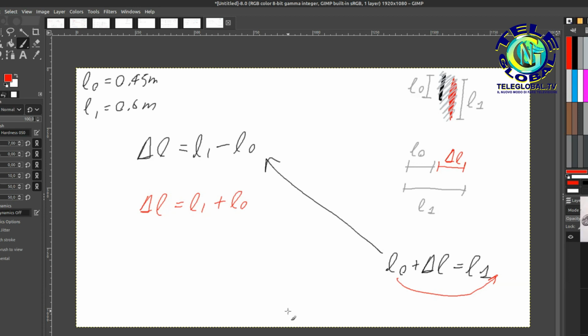Okay. So here we are using the minus sign because we are making a comparison. So we know the initial state, we know the final state. We are comparing them. We want to know how much this changed.